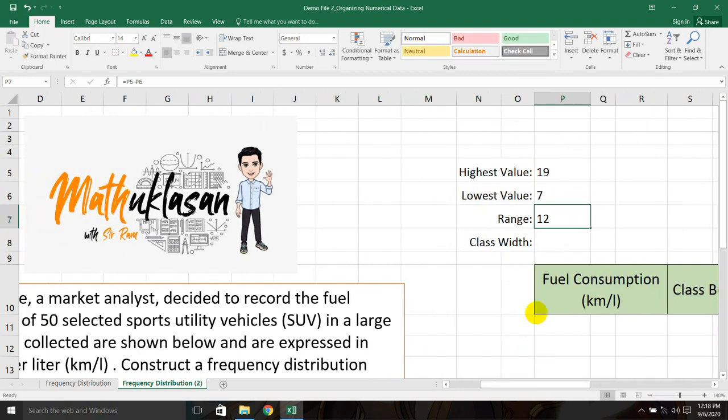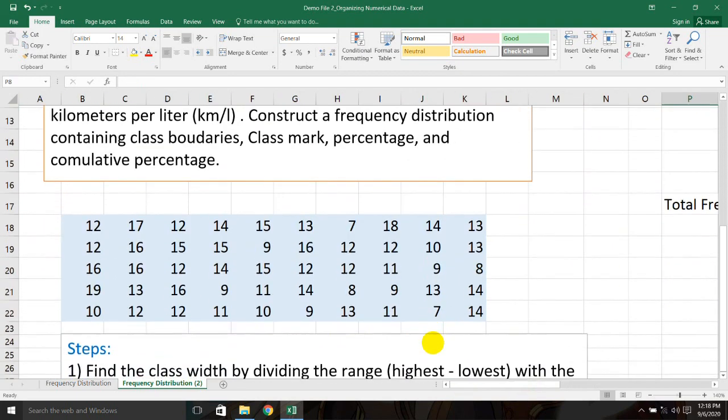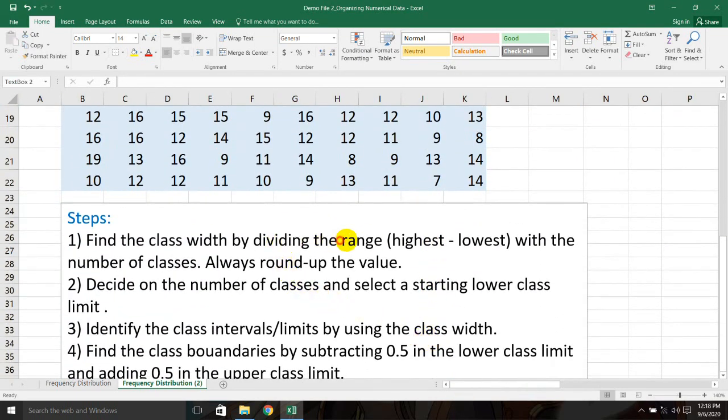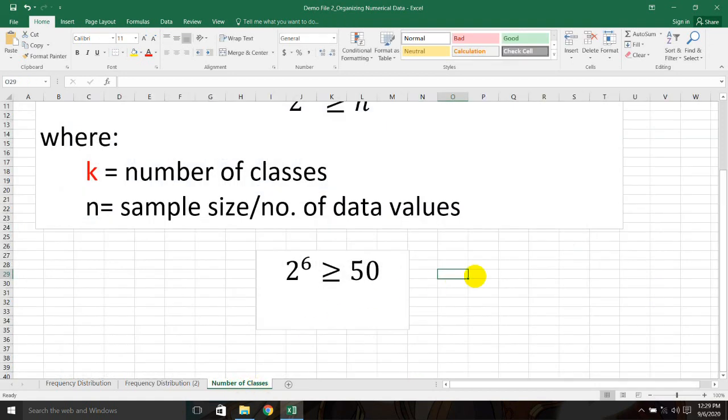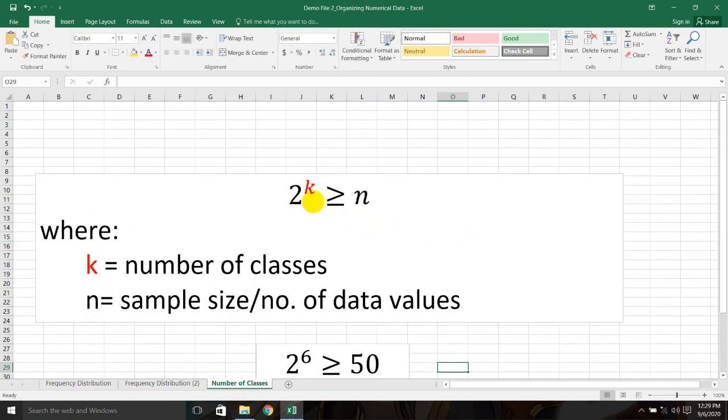The next step is for us to find the class width. According to this, we can just divide the range by the number of classes. When deciding on the number of classes that you want for your distribution, it's always your call. So if you want 7, it could be 7 as long as it follows the interval 5 to 15 or 5 to 20 classes. But if you're having a hard time, you can use this particular formula, which is 2 raised to k should be greater than or equal to n.